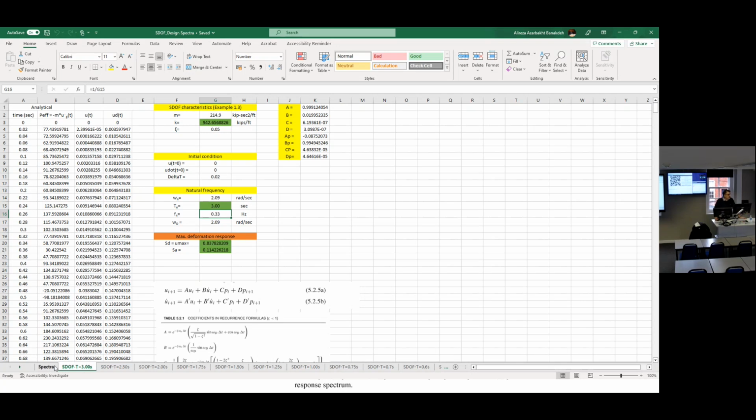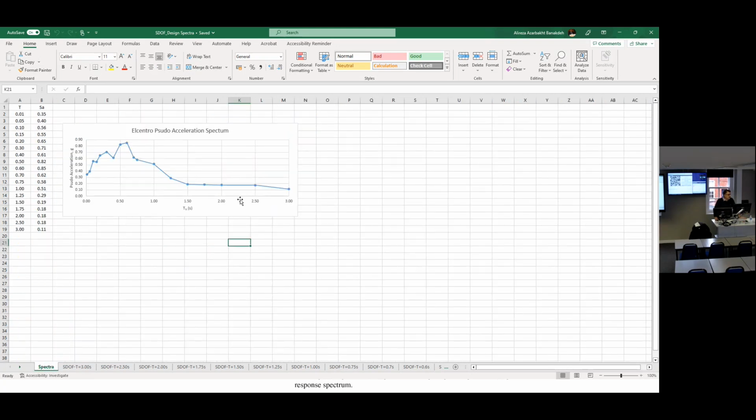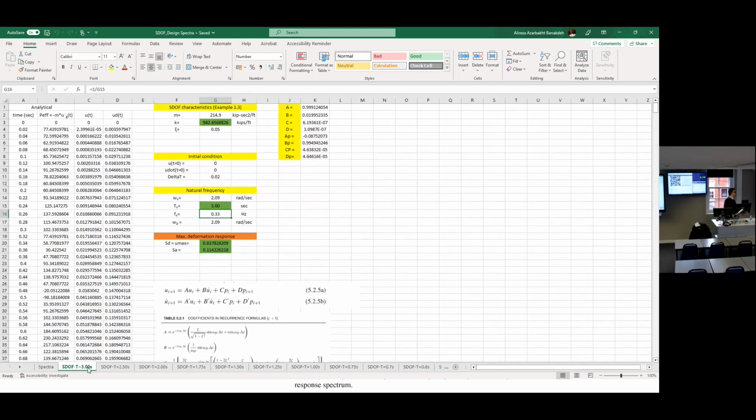Then, the key point is here, spectra. How I drew this, this is a graph where the x-axis is Tn, and the y-axis is pseudo-acceleration, spectral acceleration. I just did it like this. I have 18 sheets, right? I just got 2 values from each sheet. They are this value and this value. This is your x-axis, this is your y-axis. So you have 18 points.